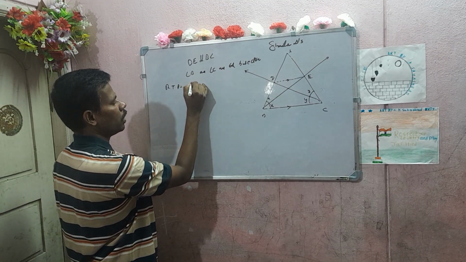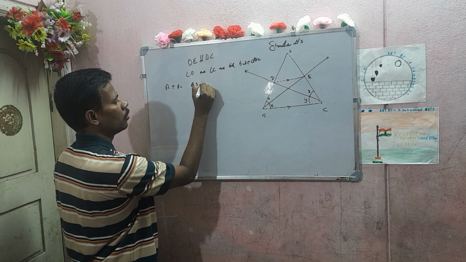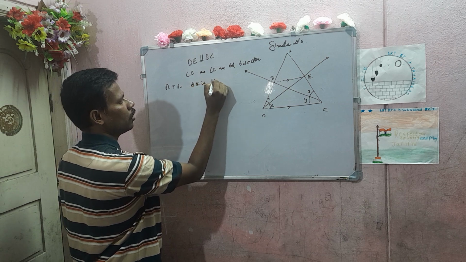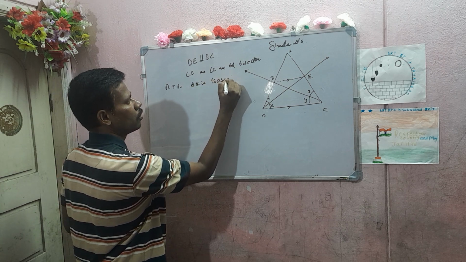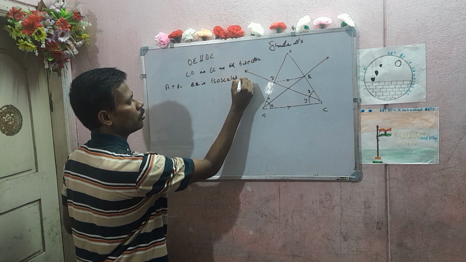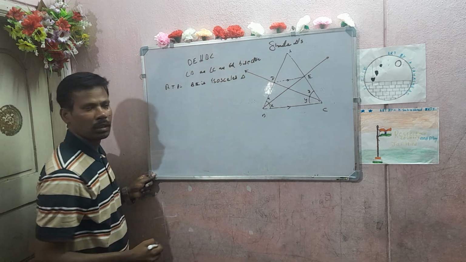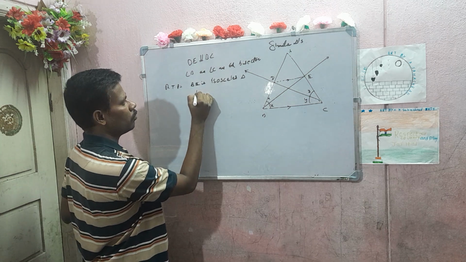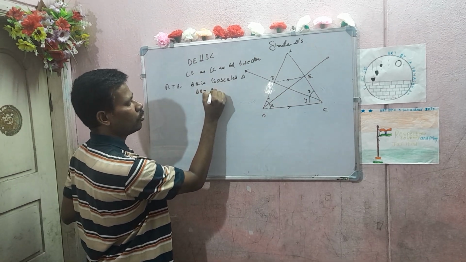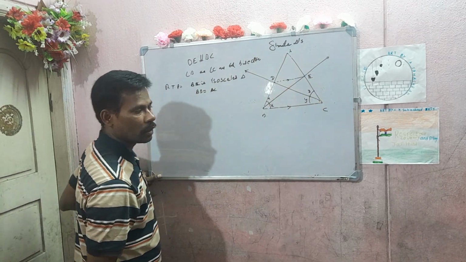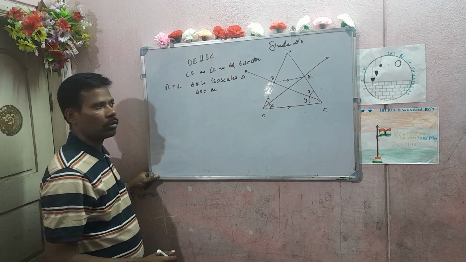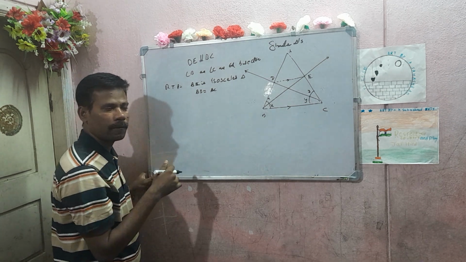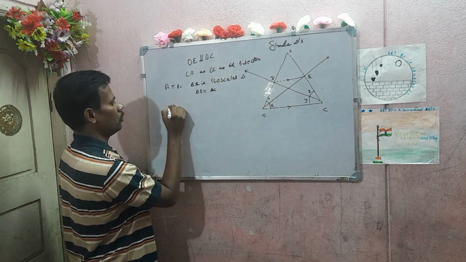ABC is an isosceles triangle. To prove ABC is isosceles, we have to prove that AB is equal to AC, right? So AB is equal to AC, we have to prove it. How to do this one? So, proof.